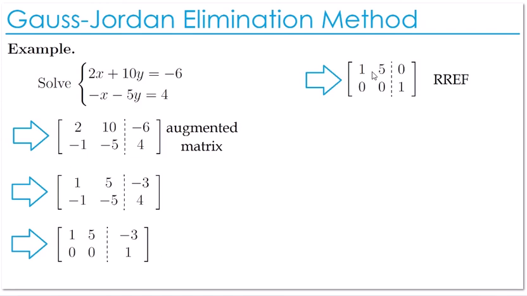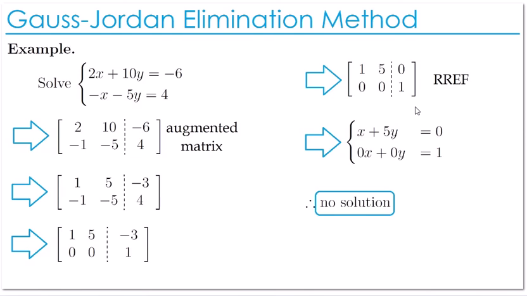And if we write this back to linear systems, back to x and y, we have x plus 5y is equal to 0 for our first row. And the second row gives us 0x plus 0y is equal to 1. The second equation gives us 0 is equal to 1, which is never true. Therefore, no matter what x and y values are, this system is never true, hence, no solution.